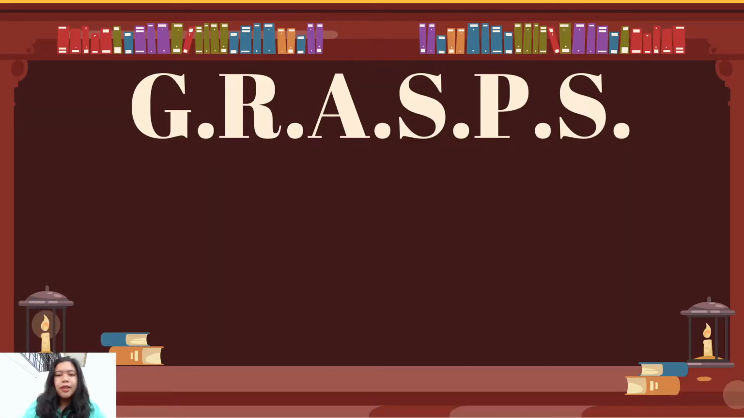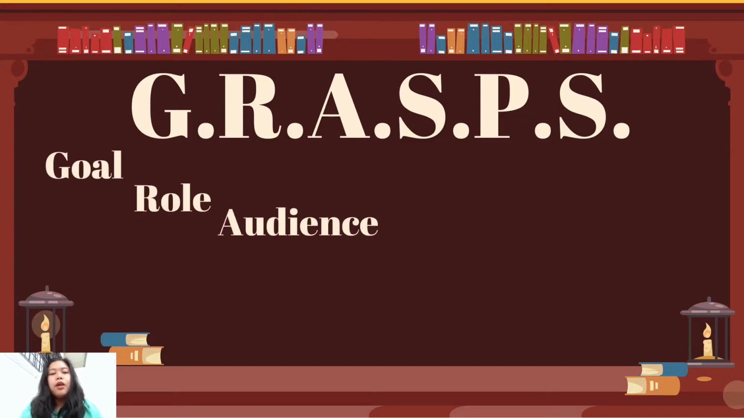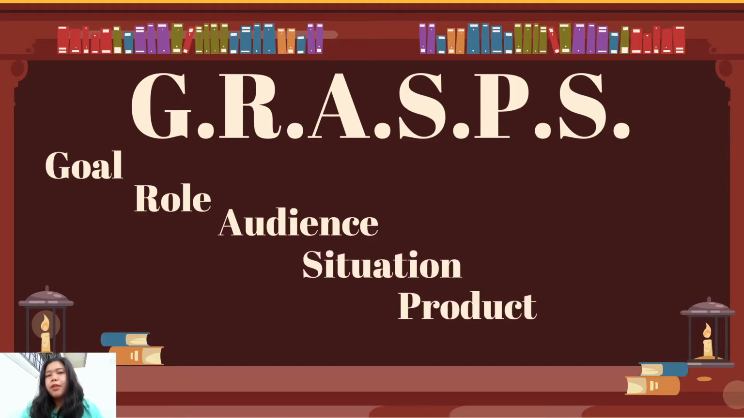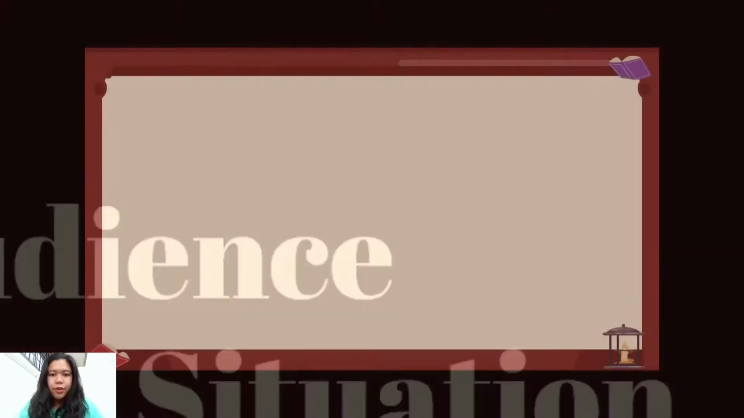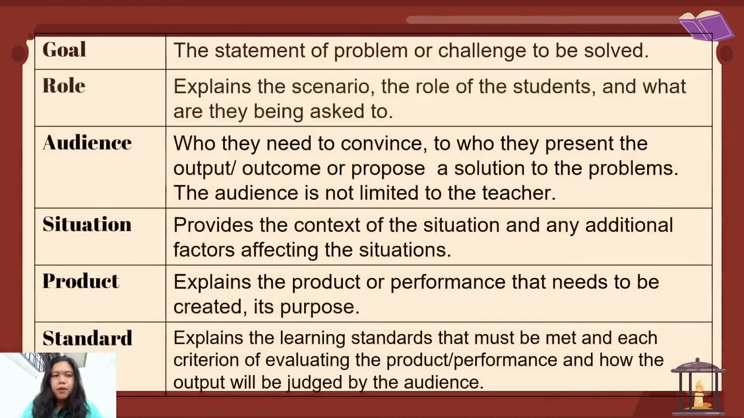But before that, again, what does GRASP stand for? Well, GRASP stands for goal, role, audience, situation, product, or it could be performance, and purpose. And the last one is standards. Now, to learn more about these six words, here are the definitions.